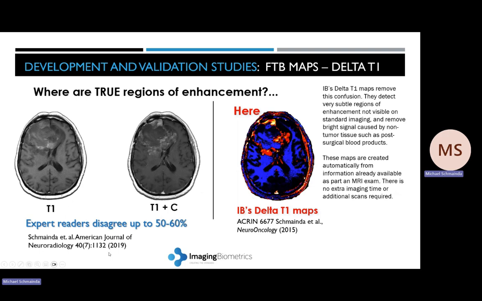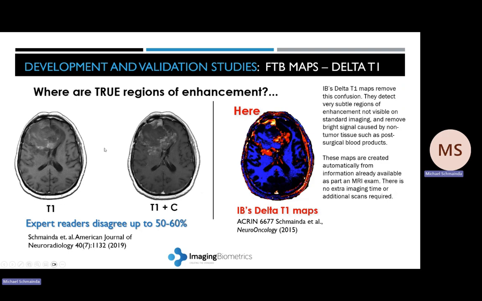But just to remind everybody, here is an example of delta T1 maps. On the left here, you see the T1 and the post-contrast T1. And these are common inputs into any brain exam. So delta T1 maps do not require any special imaging or scanner time to collect the information. And on the output, we get a quantitative delta T1 map.